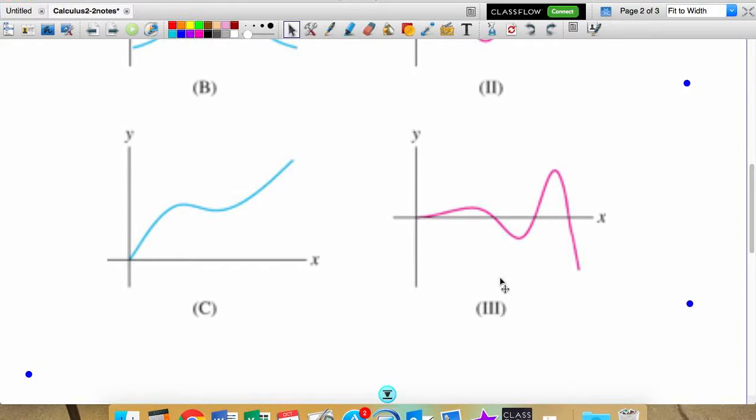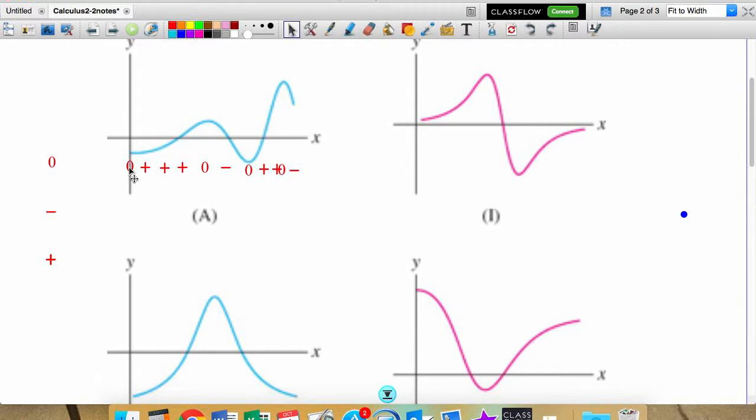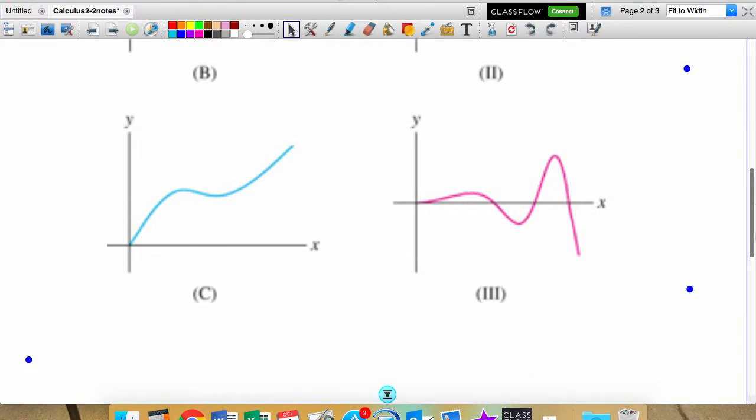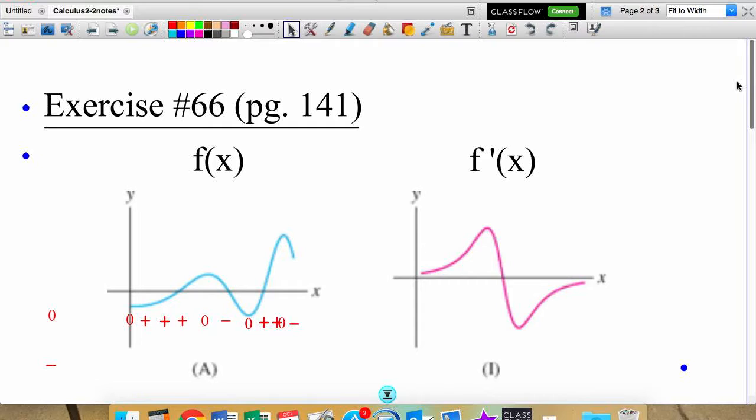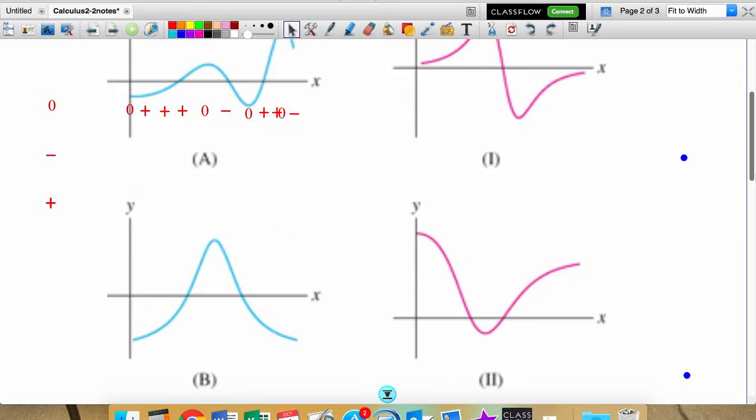Let's take a look at our last graph, 3. This one does start off 0, goes positive, 0 again, negative, 0, positive values, 0, and then negative. So this one does have the pattern that we're looking for: 0 slope, positive, 0 slope, negative slope, 0, positive, 0, negative. And if we again compare that to the values, it looks the same. So it looks like A goes with graph 3.